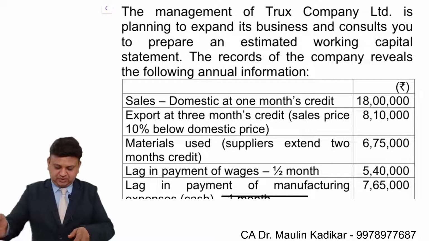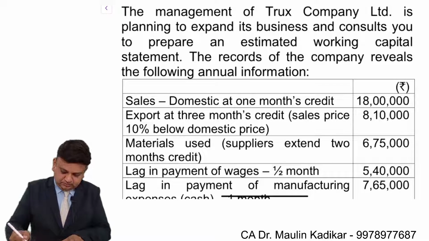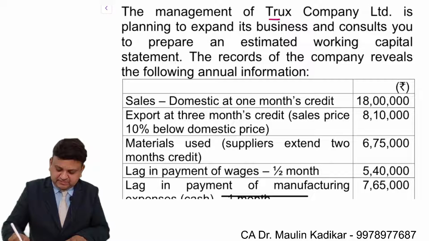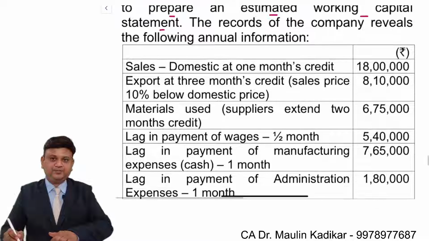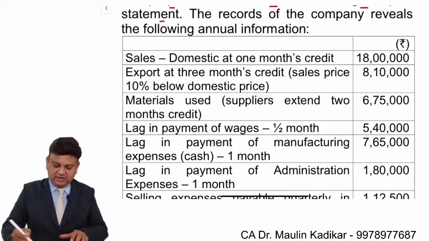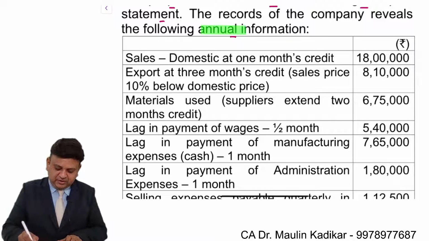Let us see the next question. The management of Trux Company Ltd is planning to expand its business and consults you to prepare an estimated working capital statement. The records of the company reveal the following annual information. So annual information is given.